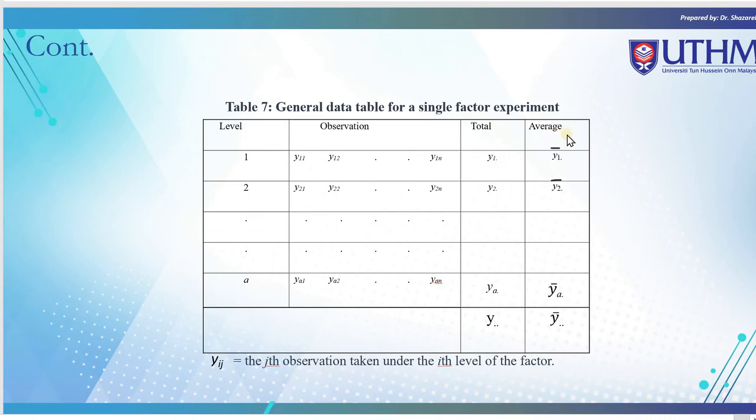And then for each level we have the average, so from the total we take the average, which is we divide by the number of observations for each level, so we can get the average of each level. And then lastly we have the average overall, meaning that we take all the averages of each level, so here is the average of the overall observations, denoted by Y bar dot dot. So Y dot dot here means the total of all observations.